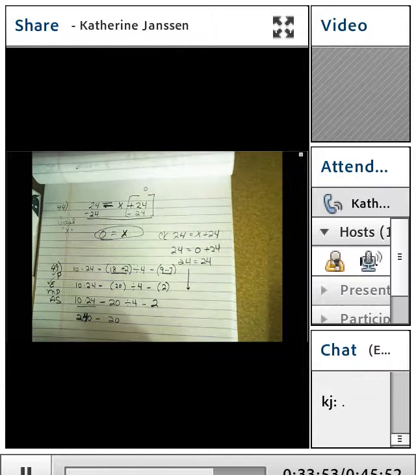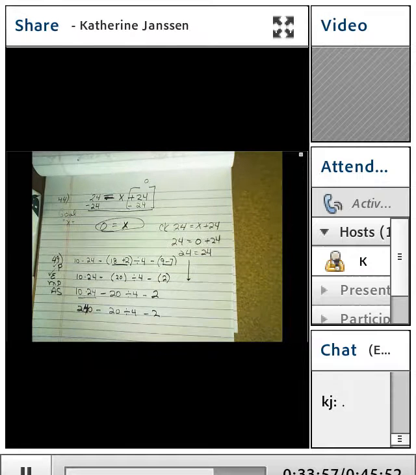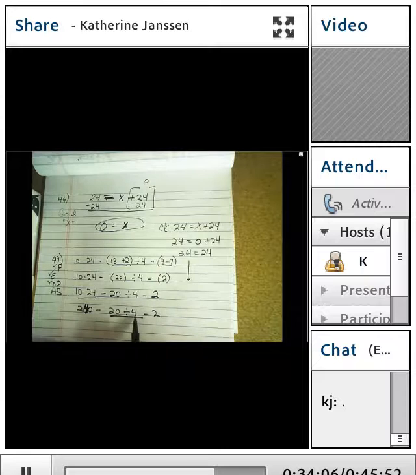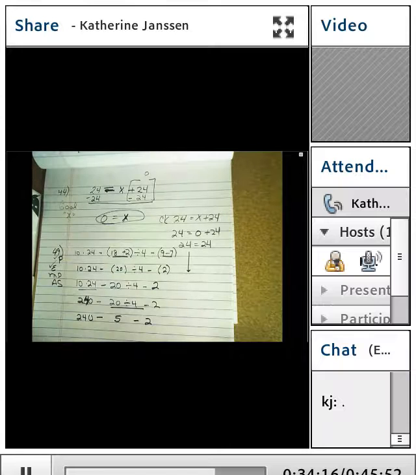$240 minus 20 divided by 4 minus 2. Continuing, I have some division, so I'm going to do division next. 20 divided by 4. Copy everything else down the same. Well, 4 goes into 20 five times.